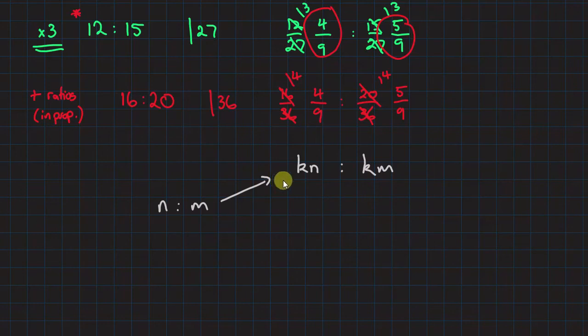And if I add two ratios that are in proportion, so if I add kn plus n, oh, actually let's do a different one, and say, I'm told another one that's in proportion, a to b. So n and m, both of these are in proportion.